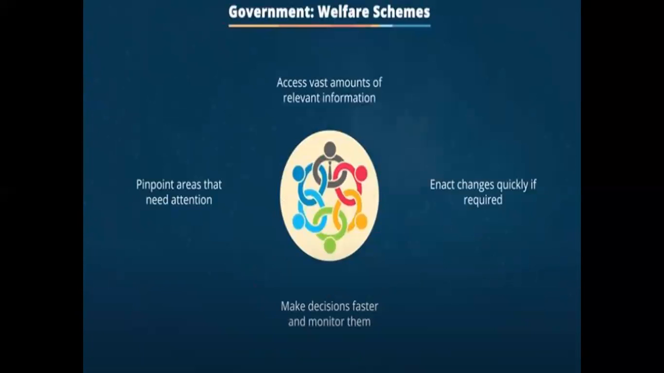And also there are some government welfare schemes. This is one more thing. So many schemes are there. What is the main reason for using welfare schemes? We need to collect a lot of relevant information, and also choose the area to pay proper attention to, and enact changes quickly if required. If any changes are needed, we need to make them very quickly. We need to make fast decisions and monitor them.